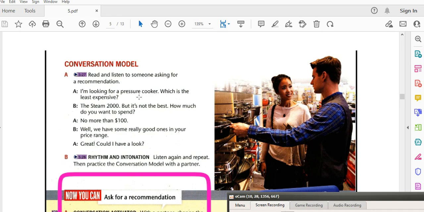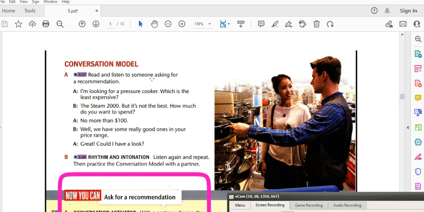I'm looking for a pressure cooker. Which is the least expensive? The Steam 2000, but it's not the best. How much do you want to spend? No more than $100. Well, we have some really good ones in your price range. Great. Could I have a look?